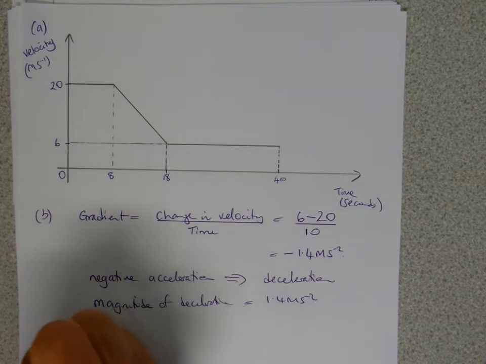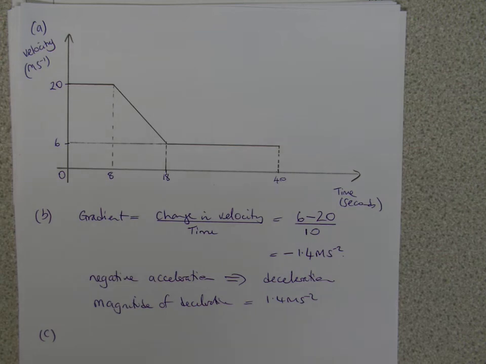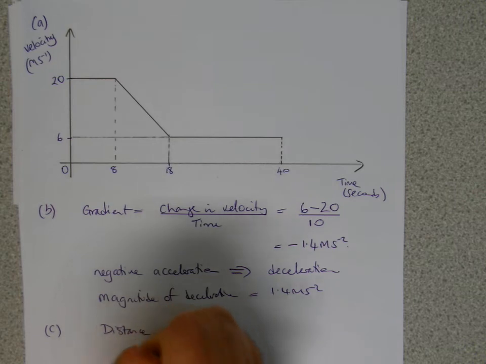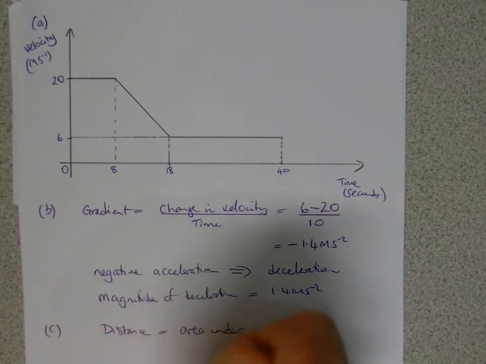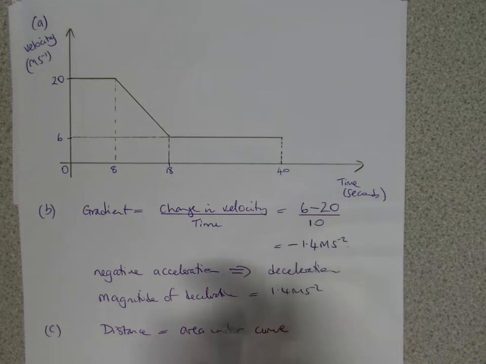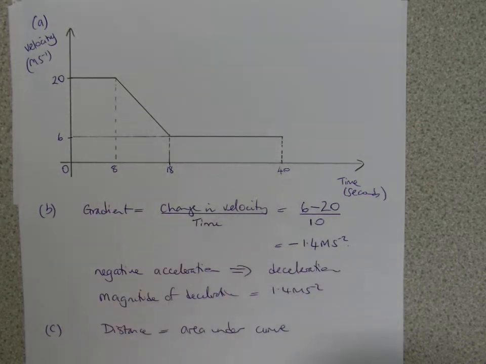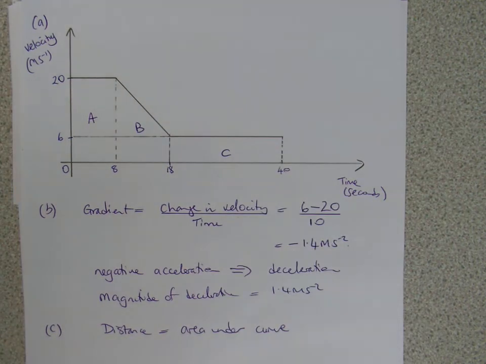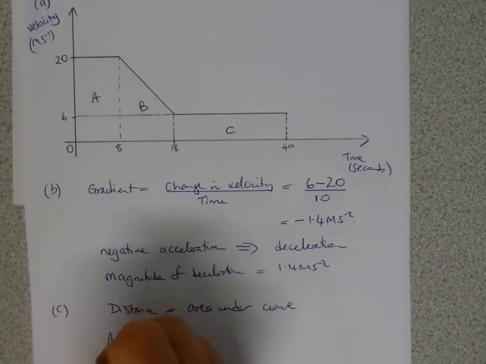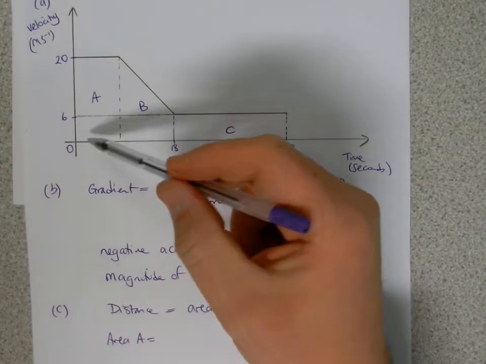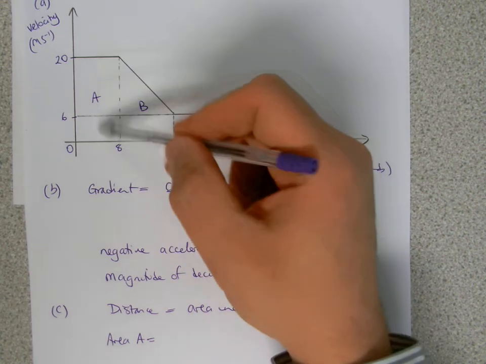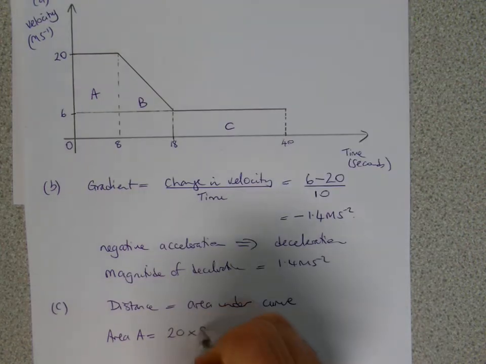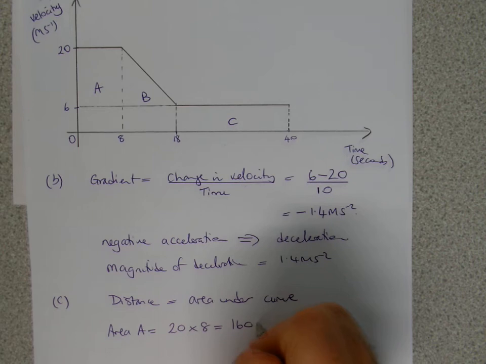Part C then, we want the distance AB, right? So when you work out the distance AB, the distance, of course, is the area under the curve, or the graph. So if we work out the area, I'm going to split this shape up into three parts, maybe A, B, C. The area of A I can work out quite simply, it's a rectangle. So 8 across and 20 high, so length times width, 20 times 8, which is 160 meters.